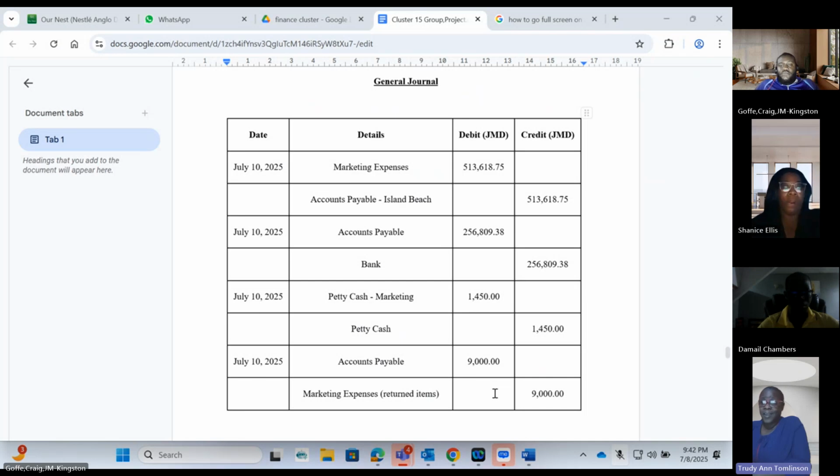Consequences of unethical behavior. One, you have legal and financial consequences, reputational damage, and operational disruption.